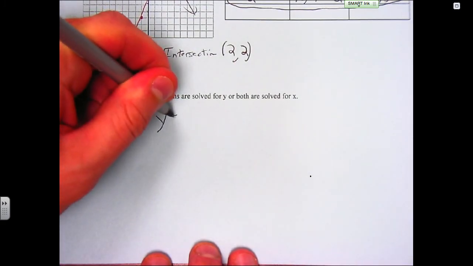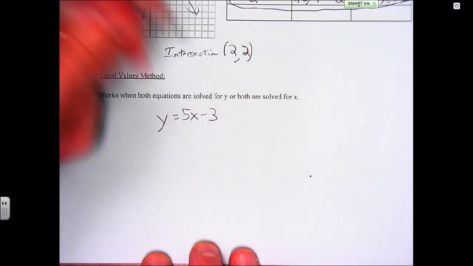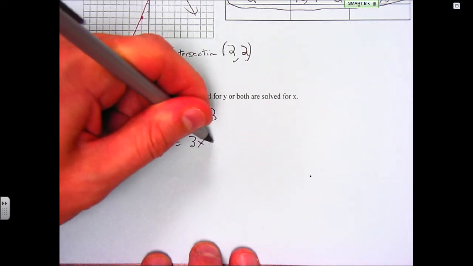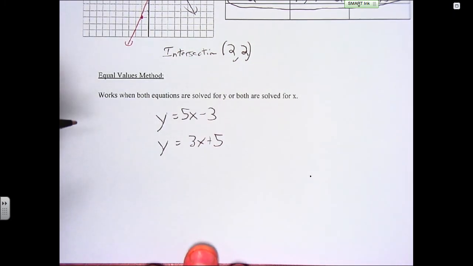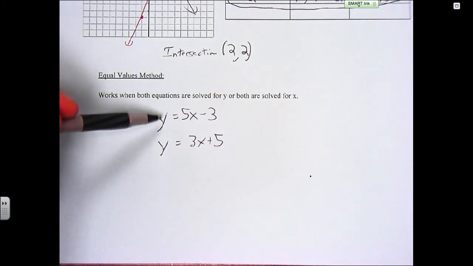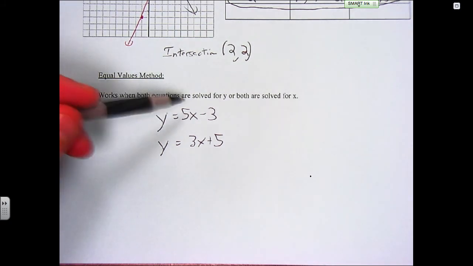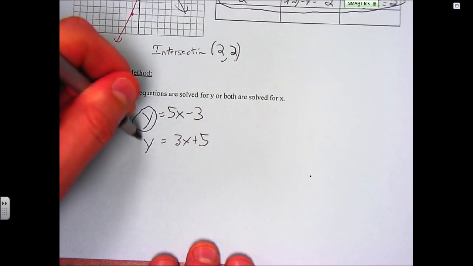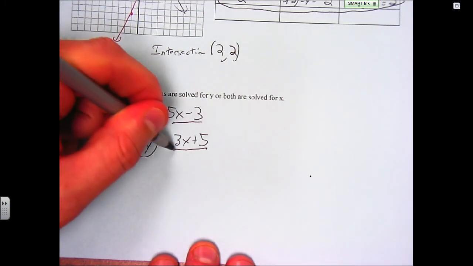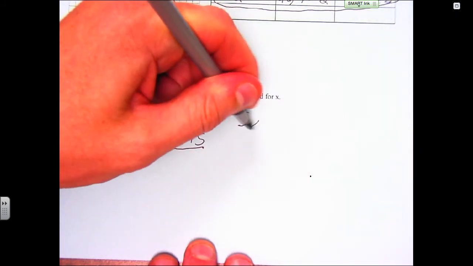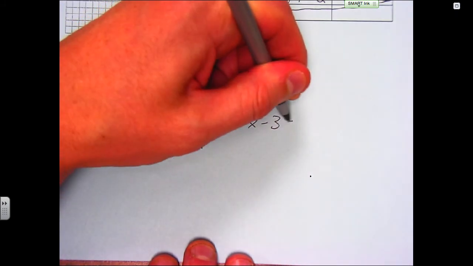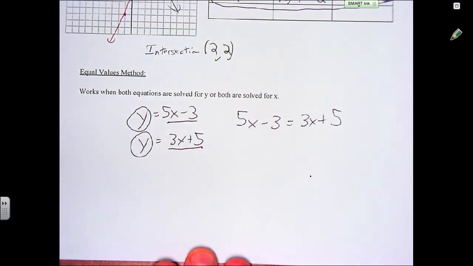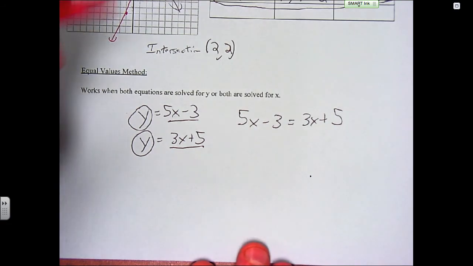We're going to see where this line, y equals 5x minus 3, equals y equals 3x plus 5. And so the equal values method basically says that we want to know where the y values are equal. We want an x value that makes the y values the same. And so basically, if these are both equal to y, then they have to be equal to each other. And so the equal values method is simply a matter of setting the two values for y equal to each other.